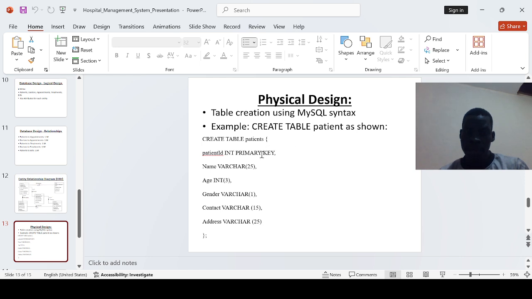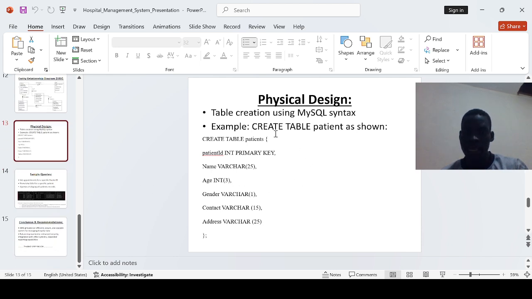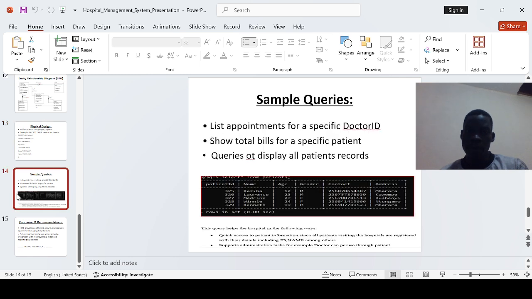The physical design, these are used for creating and designing the tables and the whole database. For example, when we are creating table patient, we use this syntax: create table patient, which is the table name, and then the list of the attributes. That is just an example of one of the physical designs, but we had many physical designs in creating many tables. We also created other tables like appointment and so on.